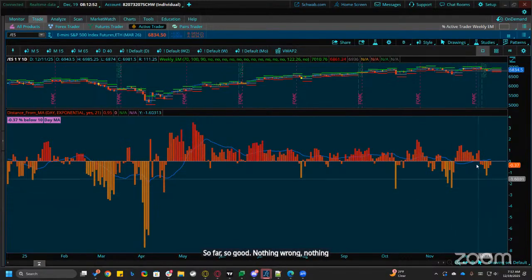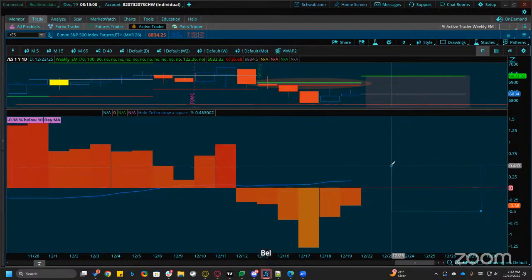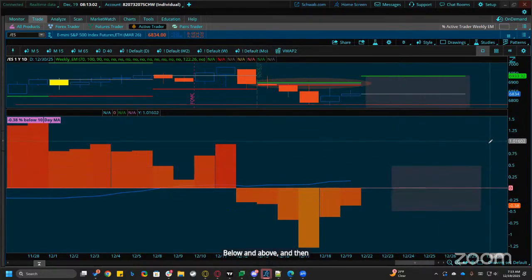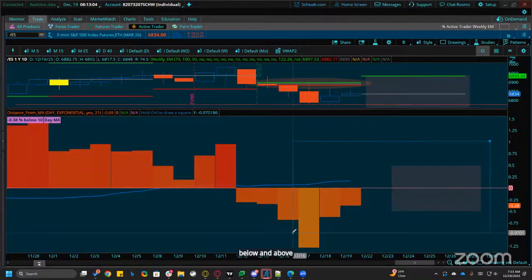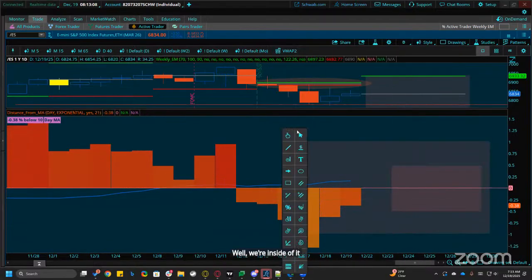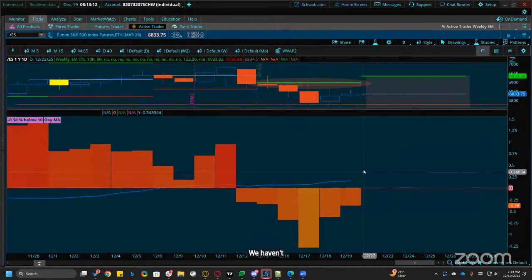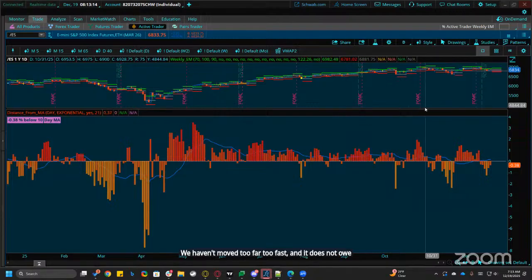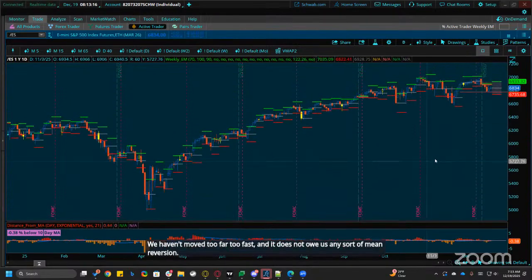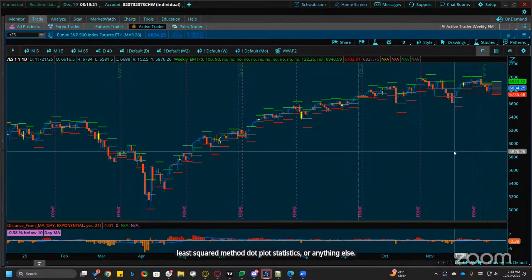Nothing to see here. And if you think about that imaginary collar that I've talked about before, there's a 0.5% below and above, and then 1% below and above that collar. Well, we're inside of it. So no risk, no danger, no extreme moves. We haven't moved too far, too fast, and it does not owe us any sort of mean reversion, least squares method, dot plot statistics, or anything else. All's good.